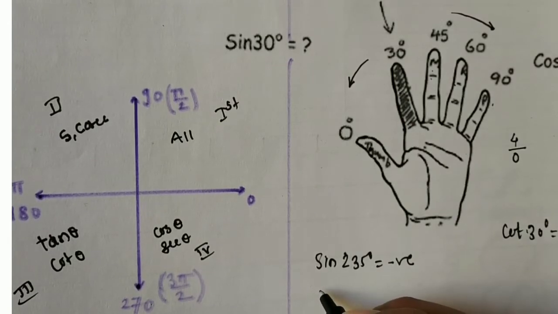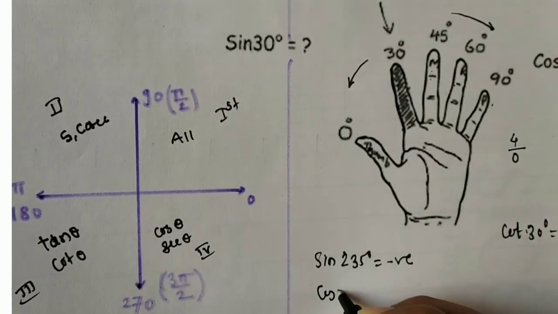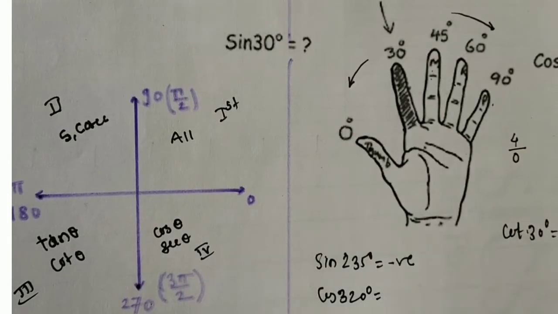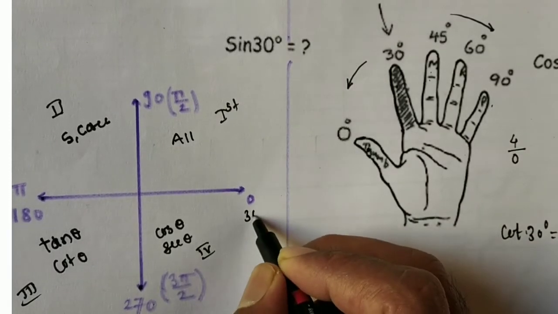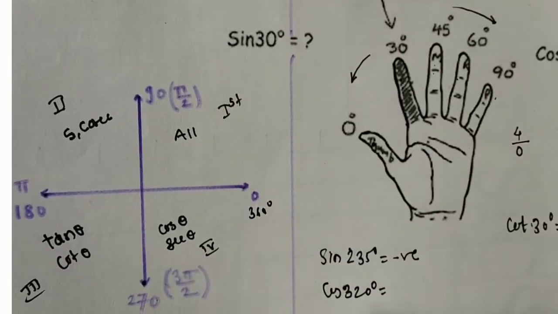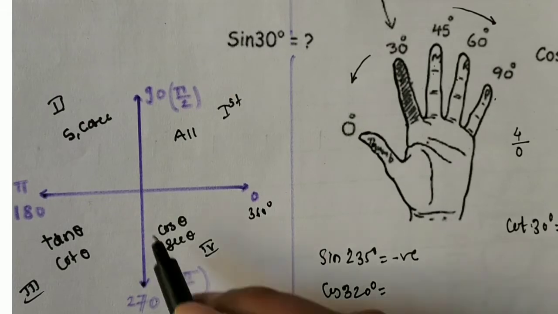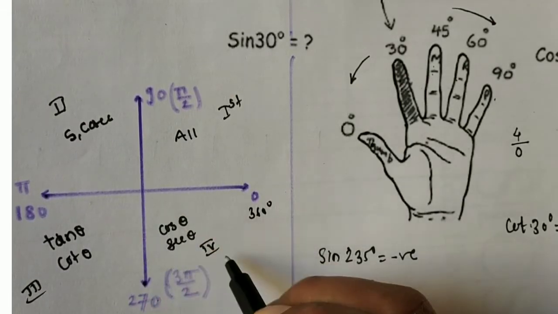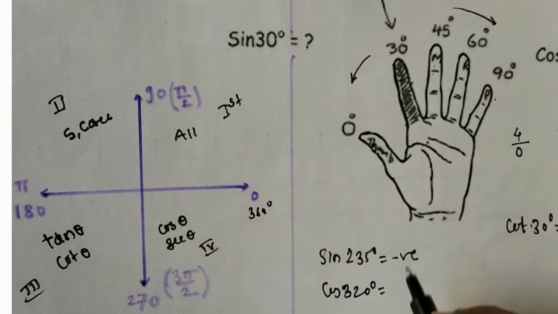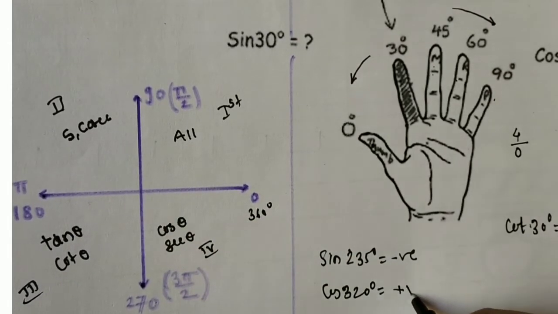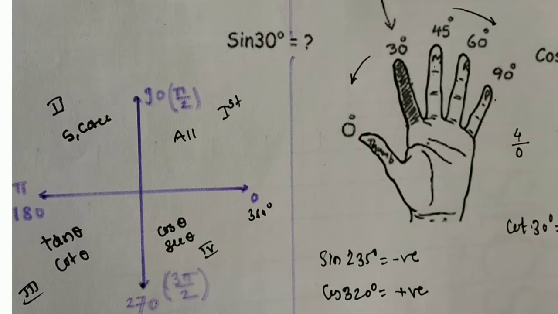Now suppose I want to calculate cos of 320 degree. This is 0, this is 270, then this will be 360. So where does 320 lie? It lies in the fourth quadrant. So cos in this quadrant is what? Positive. So whatever answer you get, the answer is positive.